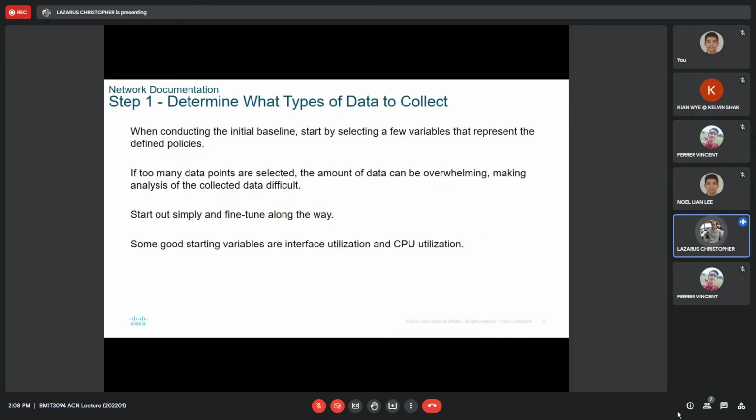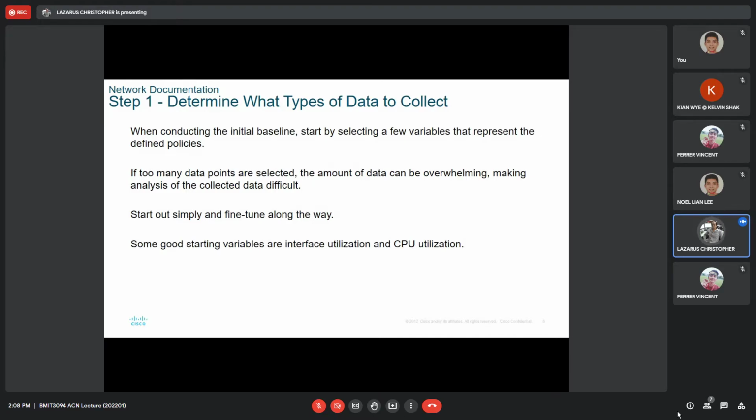So step one is to determine what are the types of data you can collect, because you need this data to establish the baseline. If you collect too many data points, it's very difficult for you to analyze and determine what to make of the data, right? So start small, and you can fine tune as you go along. Maybe you say, oh, I need this, then you decide to collect that.